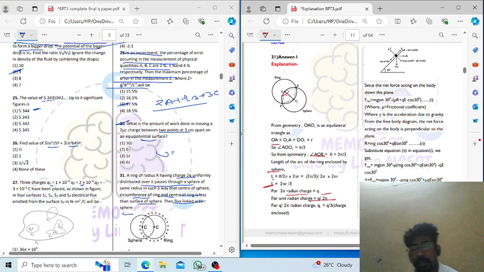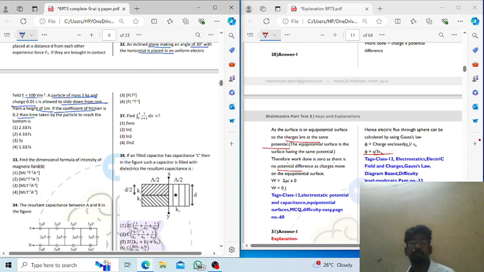An inclined plane making an angle of 30 degrees with the horizontal is placed in a uniform electric field E. A particle of mass 1 kg and charge is allowed to slide from rest from a height of 1 meter. The coefficient of friction, mu, we have to calculate. First of all, consider this a wedge, an inclined plane.